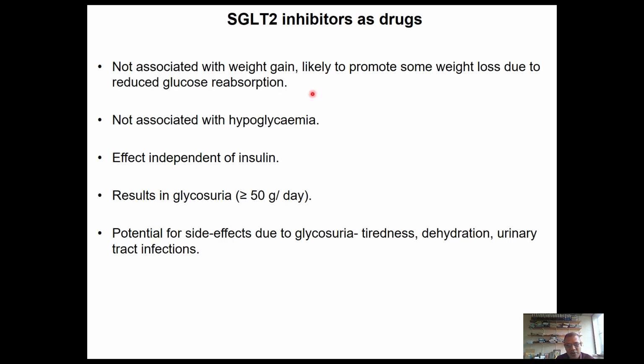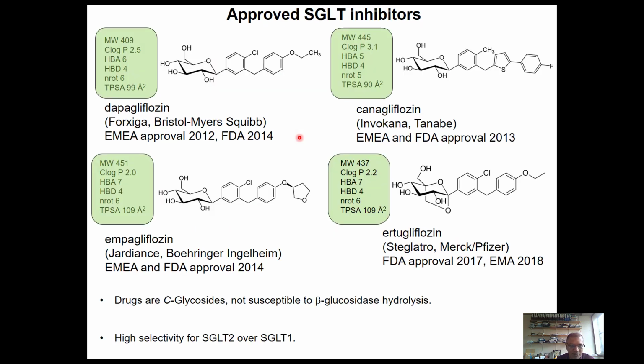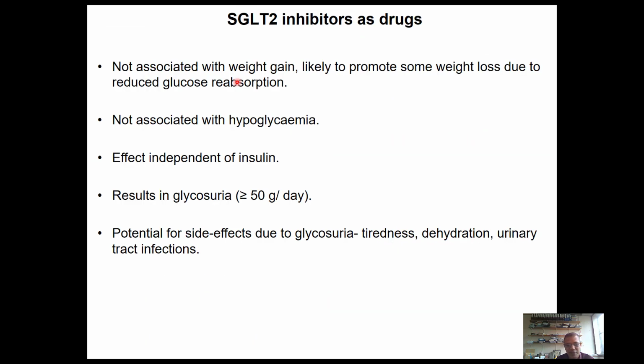These drugs are not associated with weight gain, and in fact they promote some weight loss because there's reduced glucose circulating in the system. And for the same reason, they're not associated with hypoglycemia. Their effect is solely in the kidney, so there's no dependence on insulin secretion. The major side effect is that due to the presence of these drugs, glucose is not being reabsorbed efficiently in the kidney, and that means it's going to be present in large volume in the excreted urine.